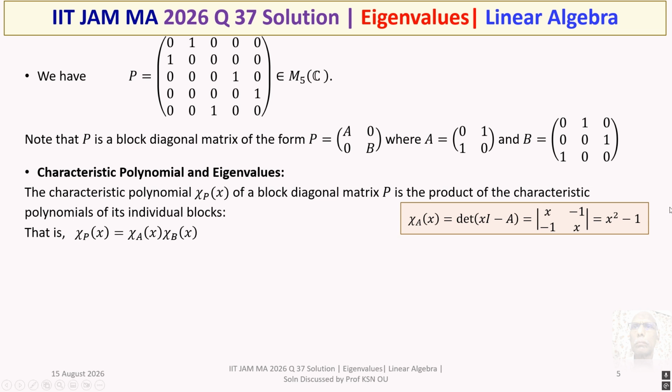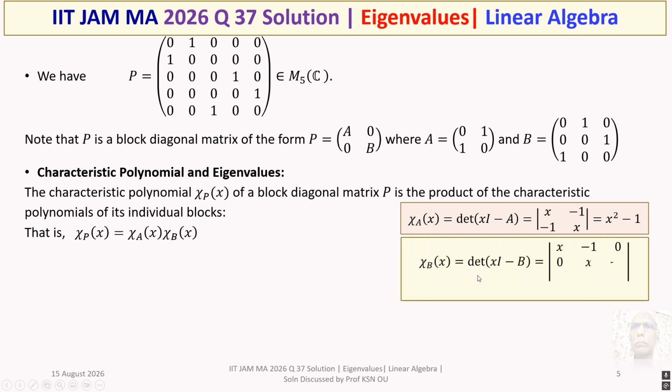So compute the determinant, you will get x square minus 1. In a similar fashion, chi of B. So determinant of xI minus B, where I is the 3 by 3 identity matrix, you will get the determinant like this, and expand this by the first row. Then you will get x cube minus 1. Yes, we got the characteristic polynomial of A and the characteristic polynomial of B.